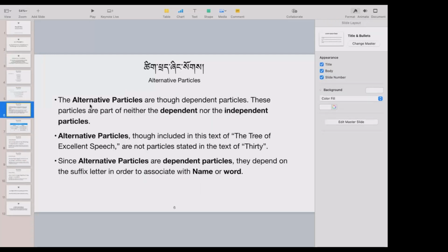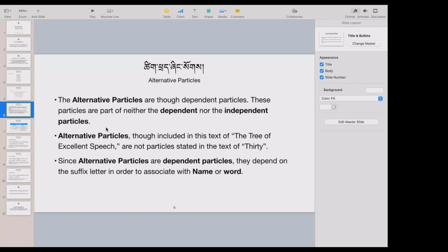So now a general description of what the alternative particles are. The alternative particles are, though dependent particles, part of neither the dependent nor the independent particles. So we have learned this. For almost 10 months, I think, we have been studying the tree of excellent speech. In that duration, we have been talking the most about particles, connective particles, and in those we have been talking about the dependent particles and the independent particles.